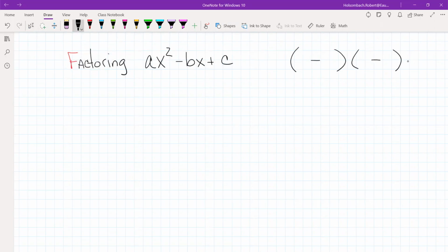Yesterday, we had a positive middle term and a positive third term, so the factors had to be positive, positive. But when this middle term is negative and the end term is still positive, your factors are negative and negative. So a couple of examples here.